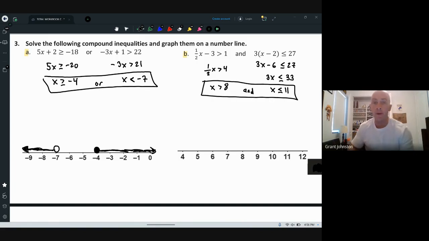So to graph this, we're going to say x is greater than 8 and less than or equal to 11. So open circle, greater than 8, we're going this way. But it's also less than or equal to 11, closed circle on 11, we're going to go this way. So that's what that "and" looks like. It's got to be greater than 8 and less than or equal to 11. So that's how it will look.